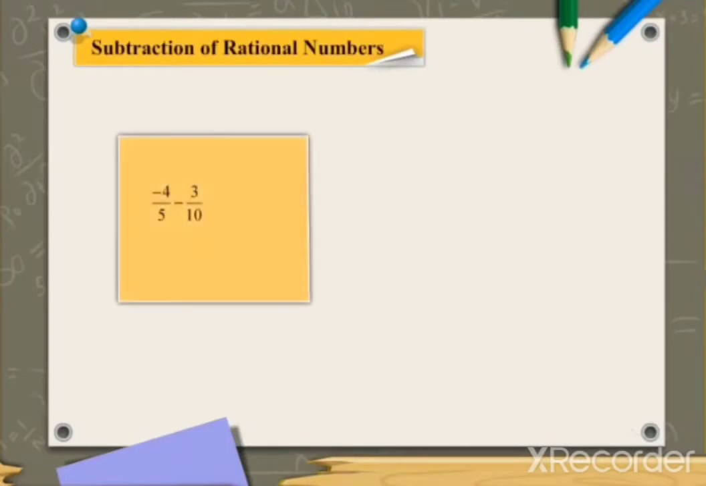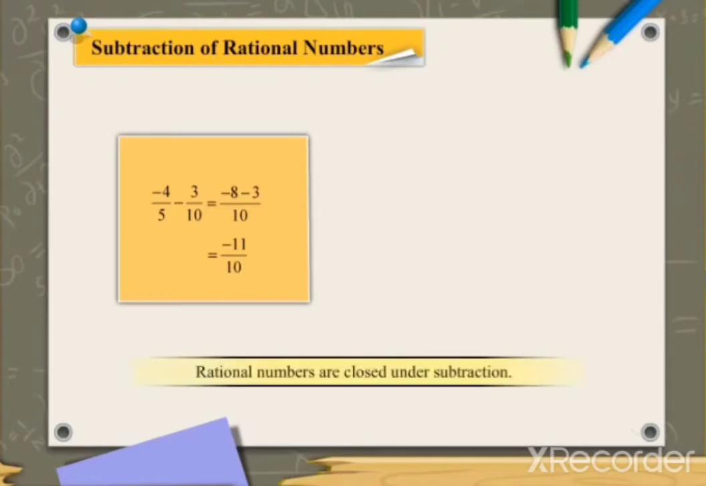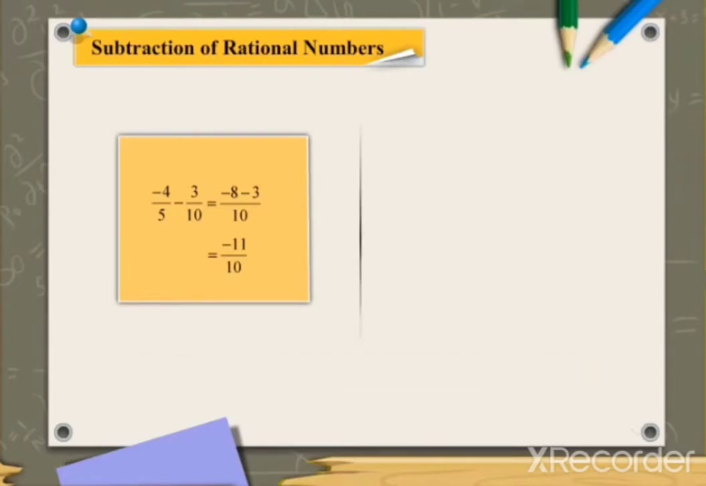Let's subtract 3 upon 10 from minus 4 upon 5. This is equal to minus 11 upon 10, which is a rational number. Thus, we can say that rational numbers are closed under subtraction.